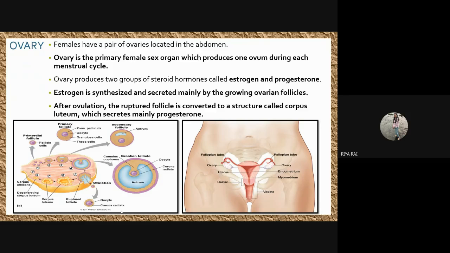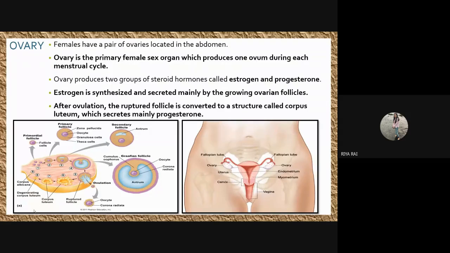after ovulation, the ruptured follicle will form the corpus luteum, and this corpus luteum is responsible for the secretion of the progesterone hormone. Thus, in the ovary, we have learnt about the two hormones, that is estrogen and progesterone. Estrogen is secreted by growing ovarian follicles, and progesterone is secreted after ovulation by the corpus luteum.